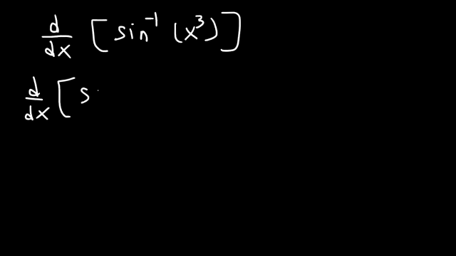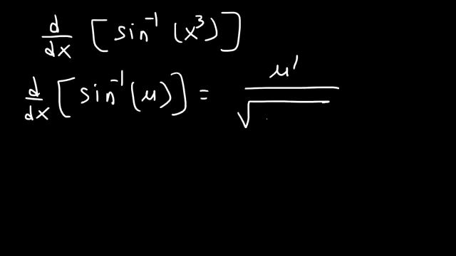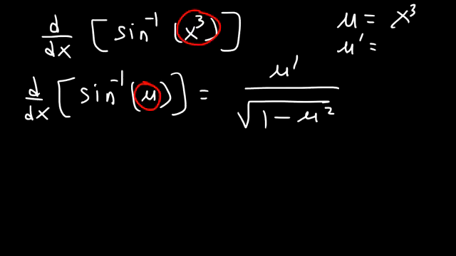The derivative of some generic arc sine function, let's say arc sine u, is equal to u prime divided by the square root of 1 minus u squared. So all you need to do is identify u and u prime. Well, the first part is straightforward because u is the stuff inside of the arc sine function. So we can see that u is equal to x cubed. Now u prime, the derivative of u, that's going to be the derivative of x cubed, which is 3x squared.